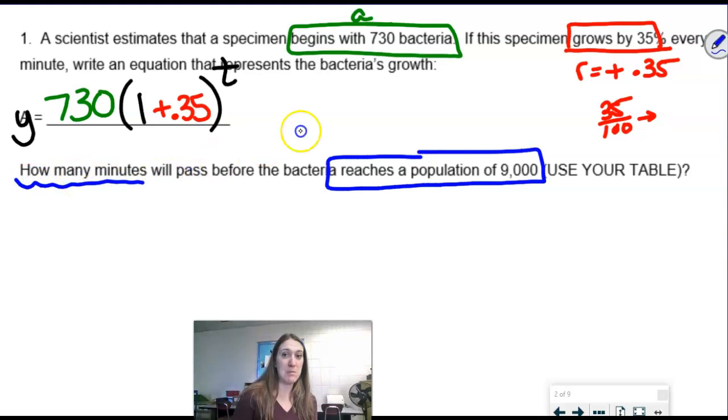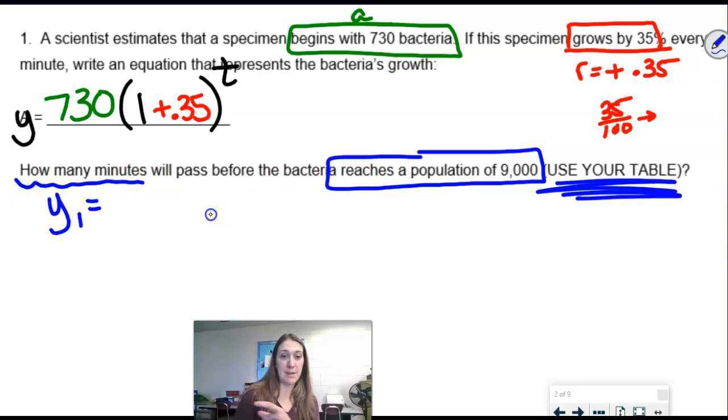Anytime it says how many minutes, that means that we're going to program our calculator to go to y1, and we're going to type in our function, and then we're going to go over to our table. So somehow you want to indicate on your notes, anytime the minutes or the time is unknown, that means you have to use your table. So what we're going to do is in y1, we're going to program exactly what we have typed here. The only change is we're going to change the t for an x, because that's the variable that we use.